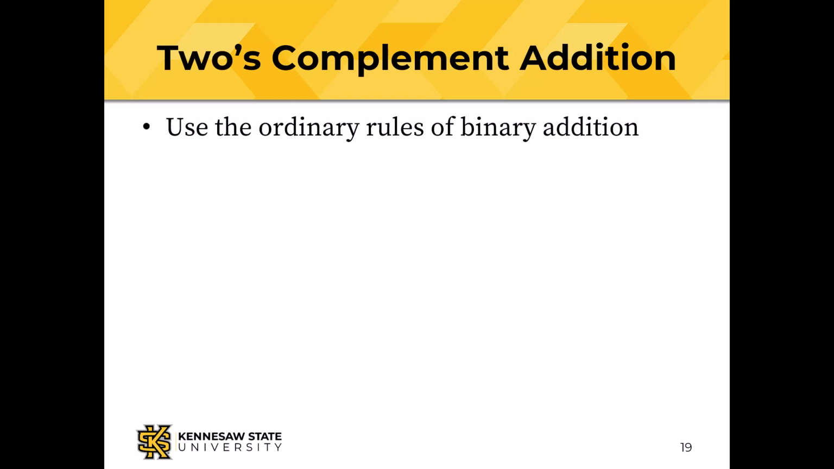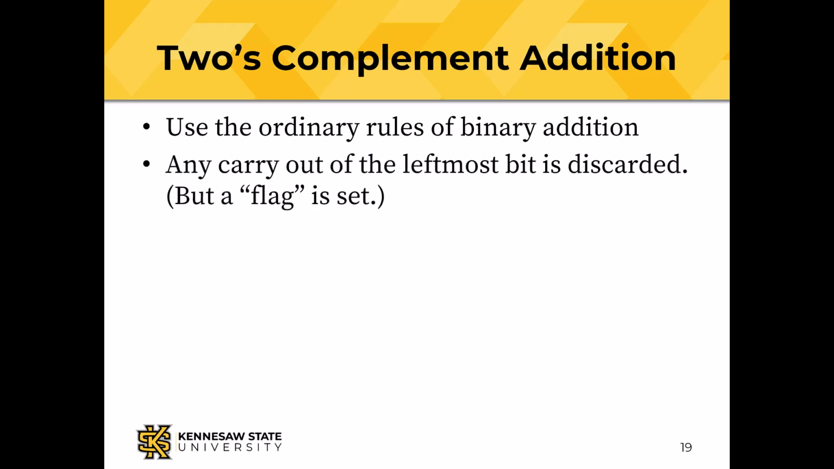2's complement addition uses the ordinary rules of binary addition. That is, I can add 2's complement numbers the same way I would add any binary integers. Any carry out of the leftmost bit is discarded, but usually we build computers so that a flag gets set in the case of that carry, and we can that way do arithmetic on more than one word.